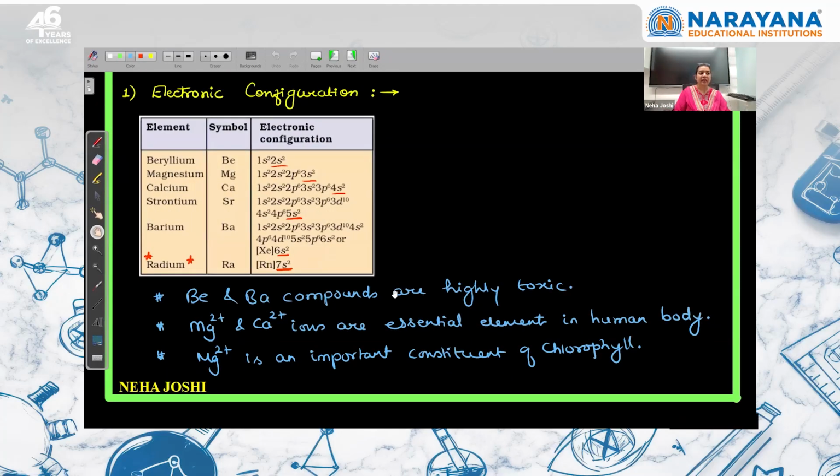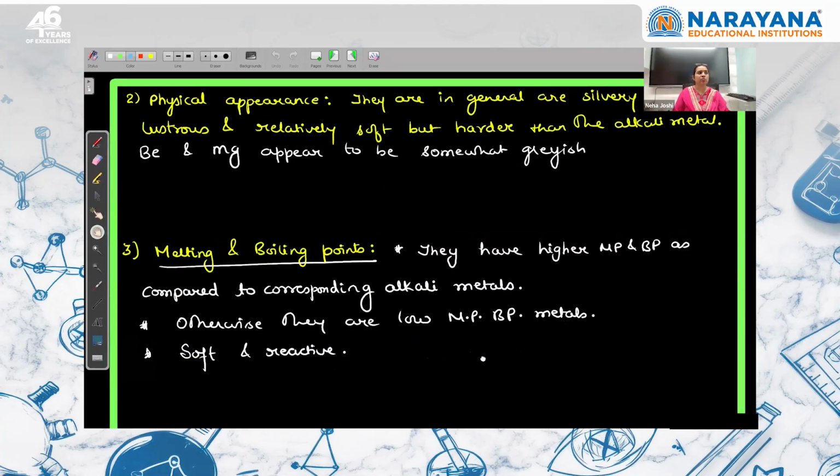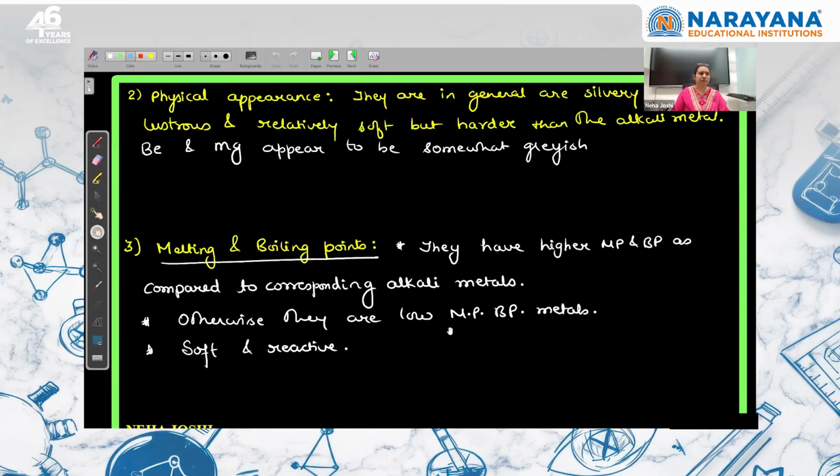Beryllium and barium both are highly toxic, both B and B. Magnesium and calcium are very essential for human body. And magnesium is also part of chlorophyll. As far as the physical properties of second group are concerned, they are similar to first group. Yes, as compared to first group, they will become relatively harder. Relatively, but not very hard.